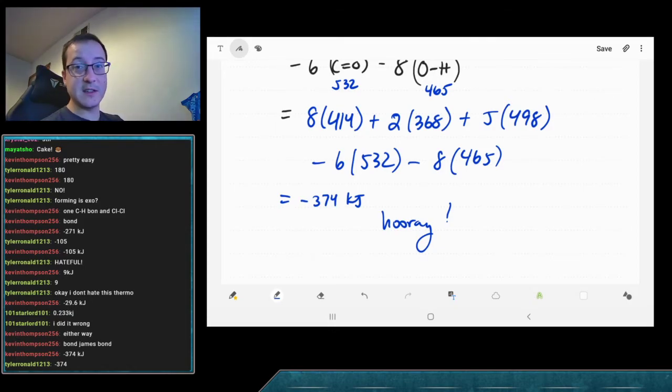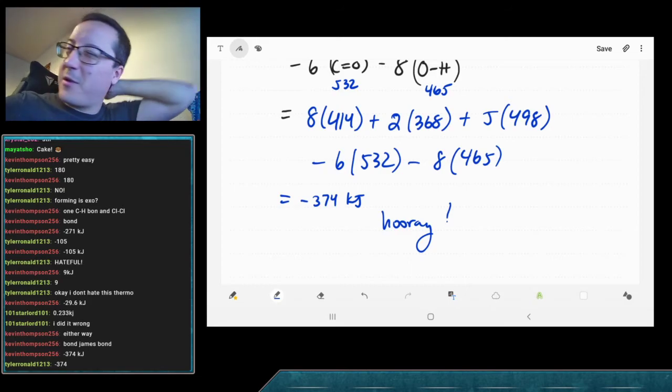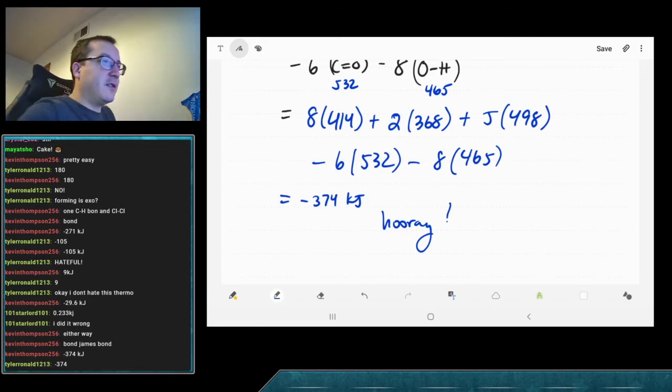So we can use these Lewis structures to illustrate how we can use thermochemistry again to solve for our delta H's. Hooray.